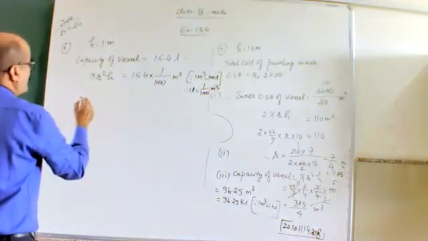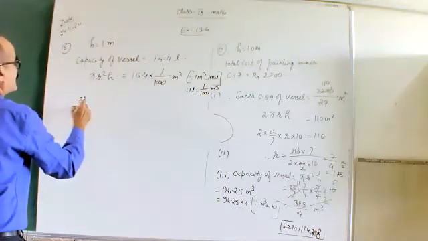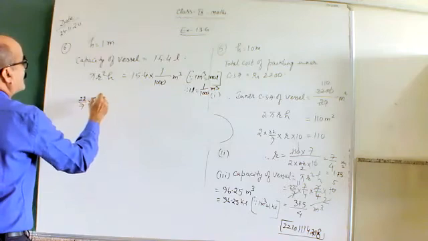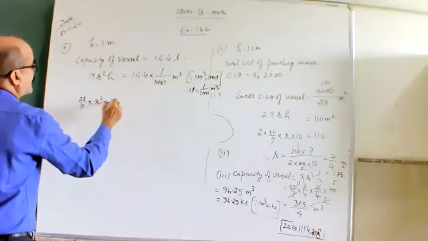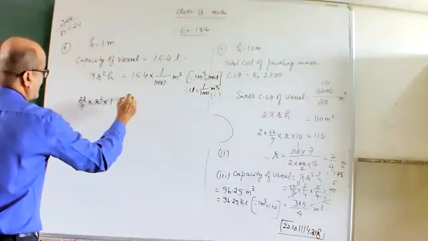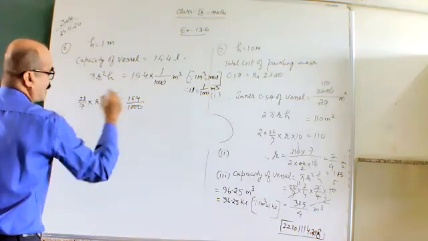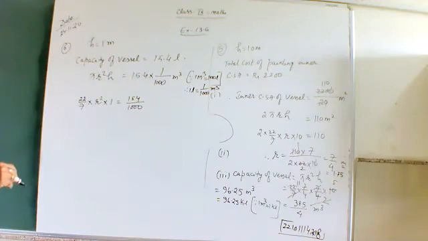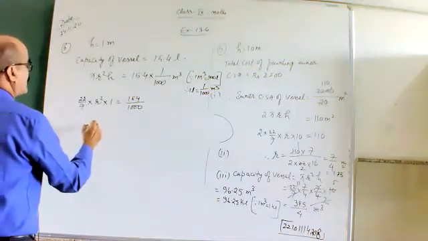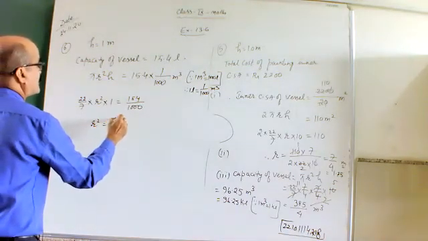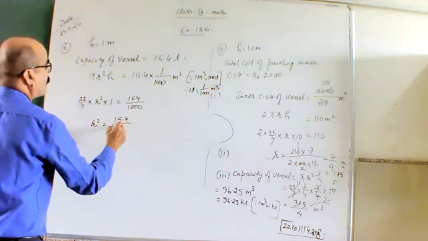Okay. So pi is equal to 22 by 7, r we need to find, and h is 1 meter. That will be equal to 15.4. Right?